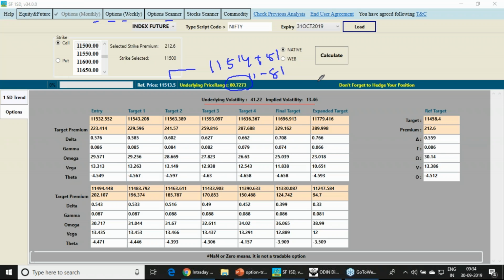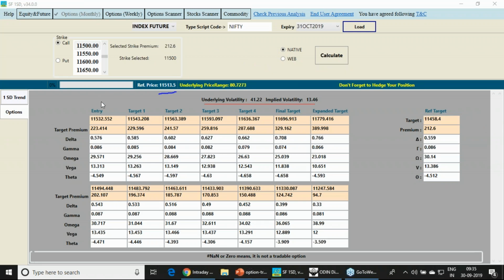So here theta is very high, 4 rupees 50 paisa, meaning by 3:30 the option will be losing 4 rupees 50 paisa of time value. Any 1% change in the volatility also will bring 13% time value compression, or 13% decay in the option premium. That is also a fact. This theta and vega are very important factors. So here, this particular analysis is being done, and the underlying price is 11,513. This is the future price.